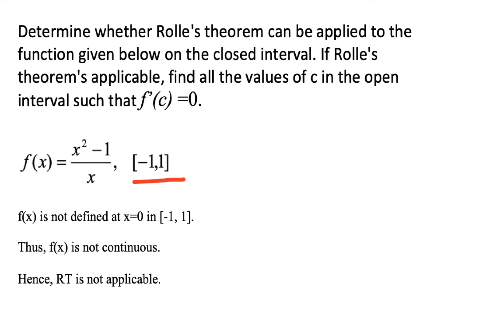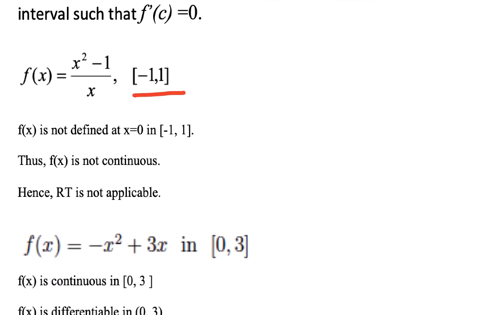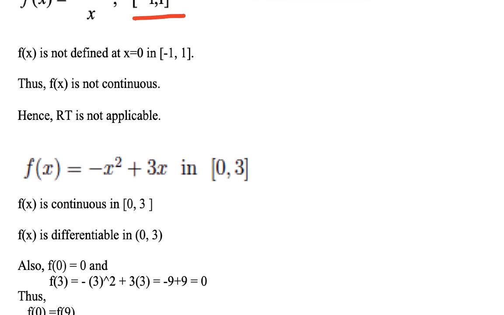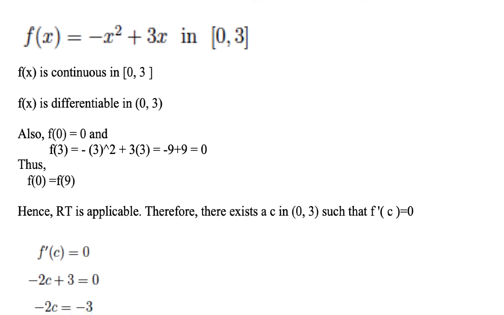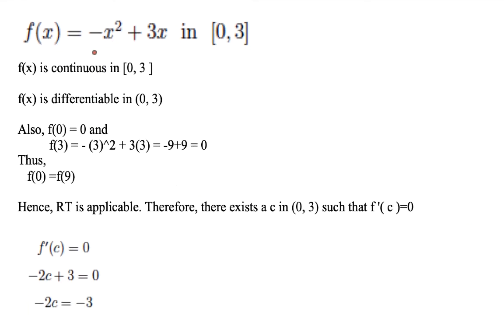Let's look at another example. This is a quadratic function defined on the interval 0 to 3, given by minus x squared plus 3x. Before we can think about applying Rolle's theorem, we have to verify those three conditions. As it is a parabola, which is the graph of a quadratic function, clearly it is continuous in the interval 0 to 3. It is also differentiable in the interval 0 to 3. We also know the derivative of this function is minus 2x plus 3.